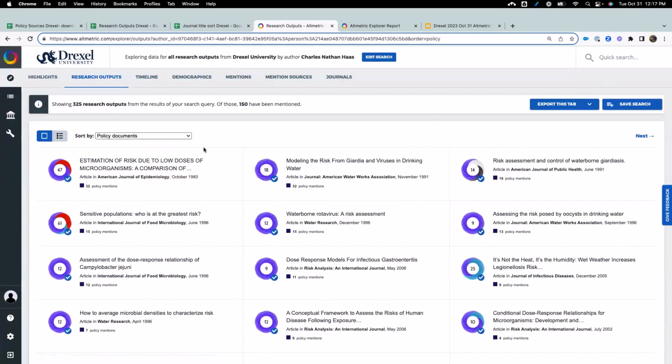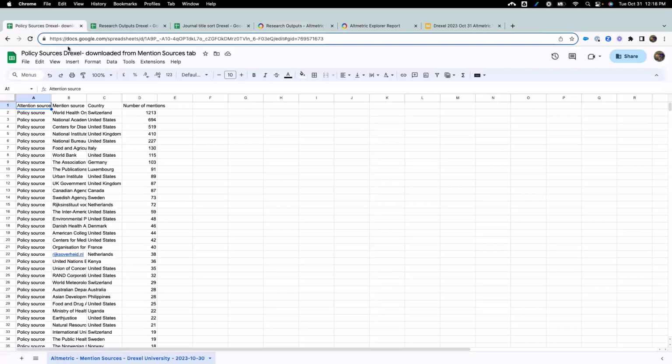And if you want to see a listing, for example, of policy documents that are affiliated with a particular author, we have this export tab right here. So you can save any of these research queries, but this export tab would give you the policy sources in a CSV. And I've done that already right up here, using a different author, and it would show you what the policy source is, the name of the source, the country, and the number of mentions.